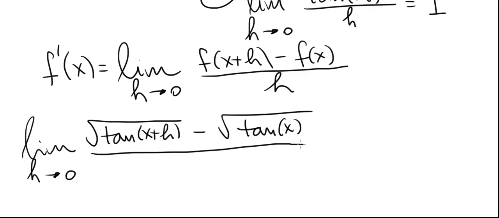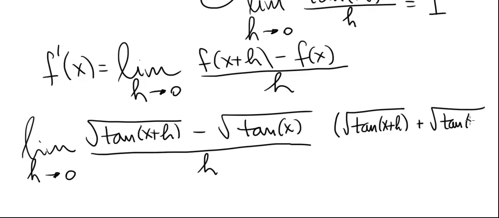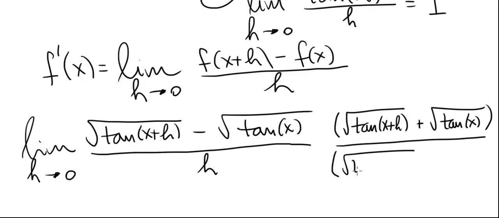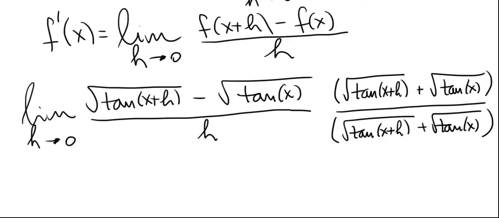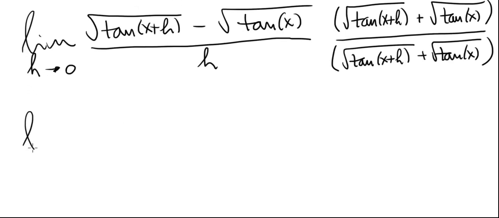Okay, first thing we're going to do is multiply this limit by the conjugate of the numerator, which is the square root of tangent of x plus h plus the square root of tangent of x, divided by the square root of tangent of x plus h plus the square root of tangent of x. And this will allow us to free up the numerator. That is, no radicals in the numerator, which is very important. The numerator now looks like this.